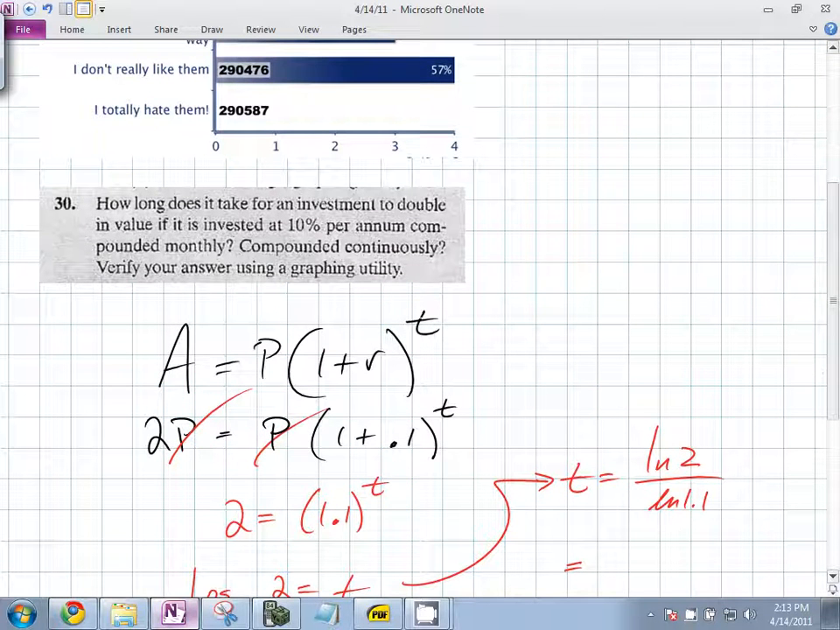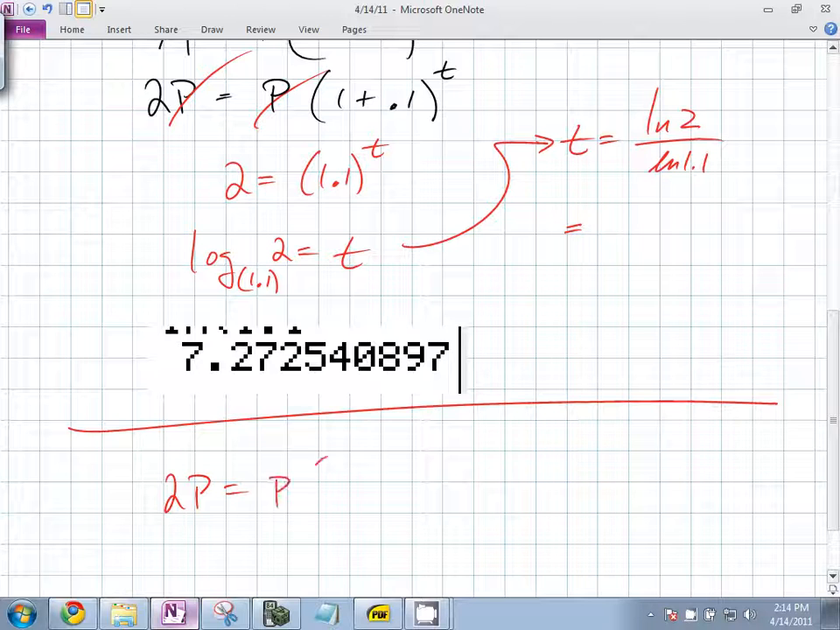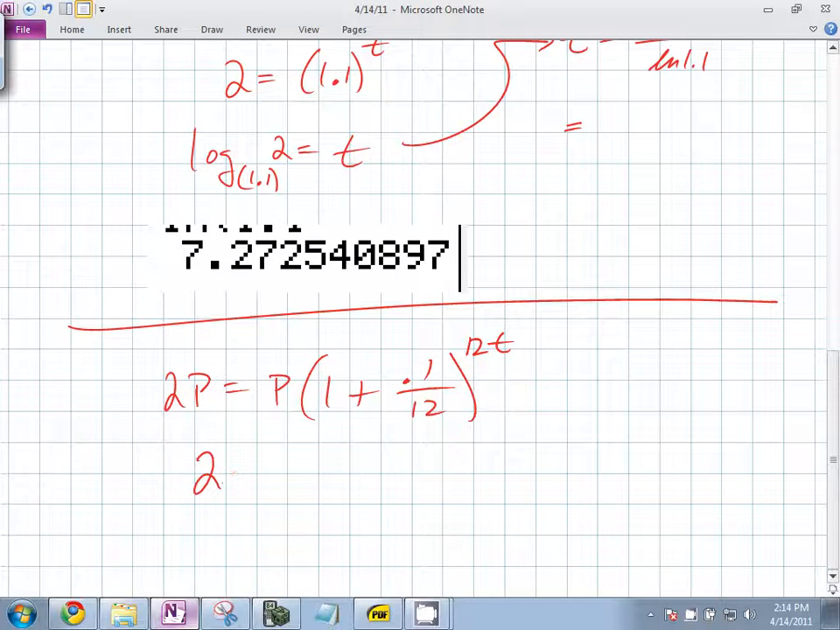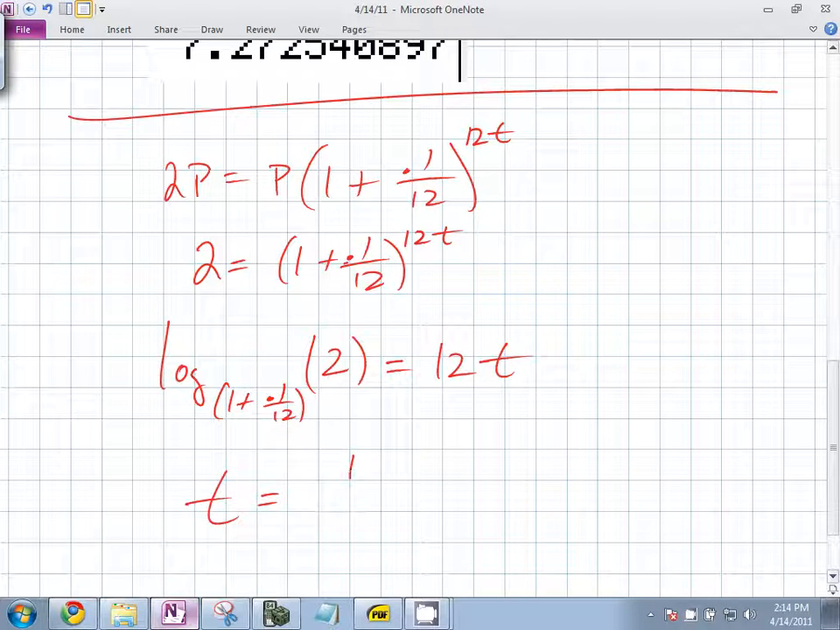Oh, and then, compounded monthly. Okay, so that was if it was compounded yearly. Now, if we actually answer the question they're asking, it would be 2p is equal to p times 1 plus 0.1 over 12 to the 12 times t. Exactly. Very good. So 2 is equal to 1 plus 0.1 over 12 to the 12t. So that's going to be log base 1 plus 0.1 over 12 of 2 is equal to 12t. So t is equal to 1/12 times log base 1 plus 0.1 over 12 of 2.